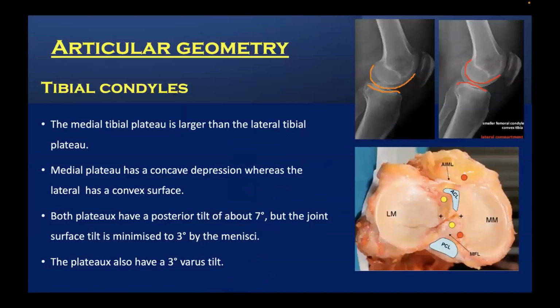So regarding the articular geometry of the tibial condyles, the medial tibial plateau is larger than the lateral tibial plateau. The medial plateau has a concave depression, whereas the lateral has a convex surface. The tibia has a slope of 7 degrees, but the joint surface tilt is minimized to 3 degrees by the menisci. The plateau also has a 3 degree varus tilt.